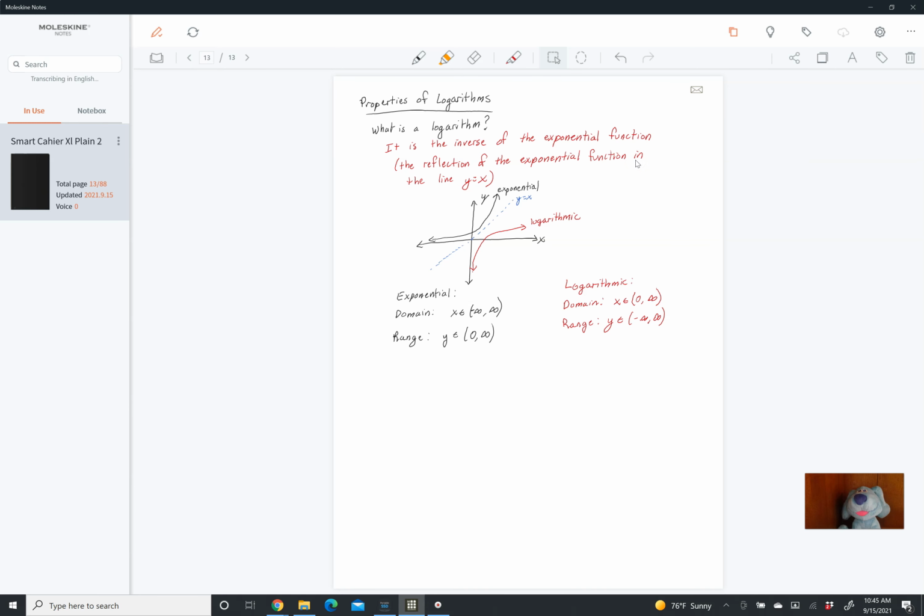Okay, so how does this work? Let's think about it mathematically. We're saying it's the inverse of the exponential. So let's actually take the inverse of the exponential function. So we start with the exponential. So we're going to say f of x equals b to the x. And we're going to find the inverse of this.